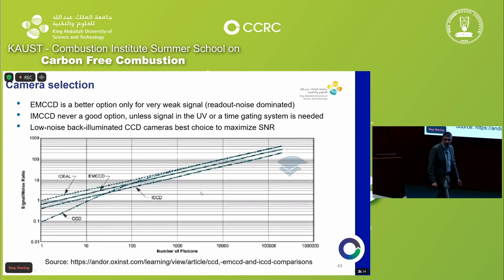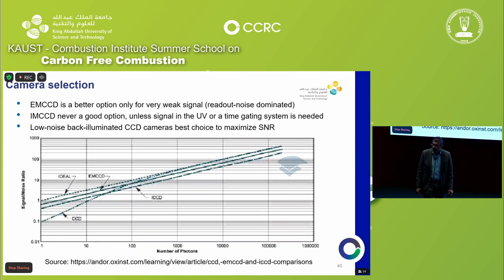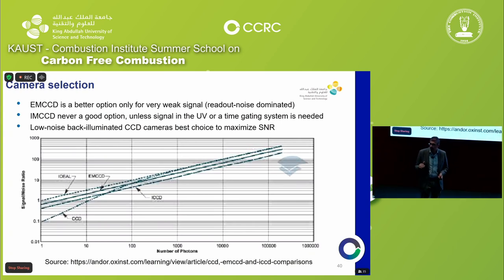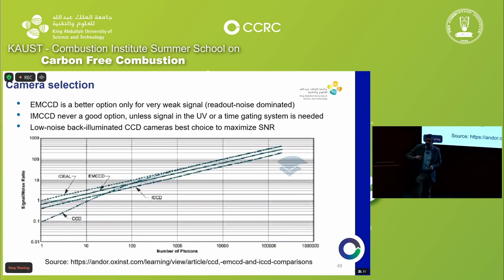And if you compare the EMCCD, ICCD, and CCD camera from this plot, it's clear that unless you have very few photons, which puts you at a signal to noise ratio of 1 to 3, I would say, you're always better off with a low noise, back illuminated CCD camera, and the worst possible choice is the ICCD camera.